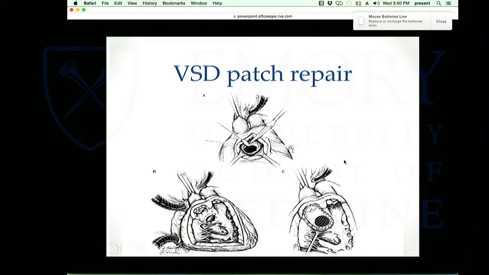And so basically this is a picture from the surgical book that shows them doing a patch repair. So they're just going to go through the right atrium and then unroof that VSD and then put a patch over it.